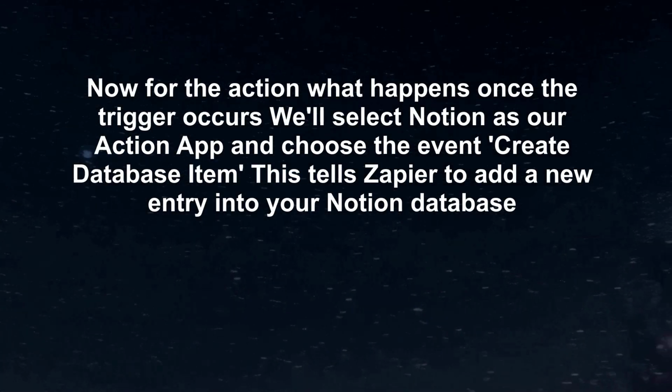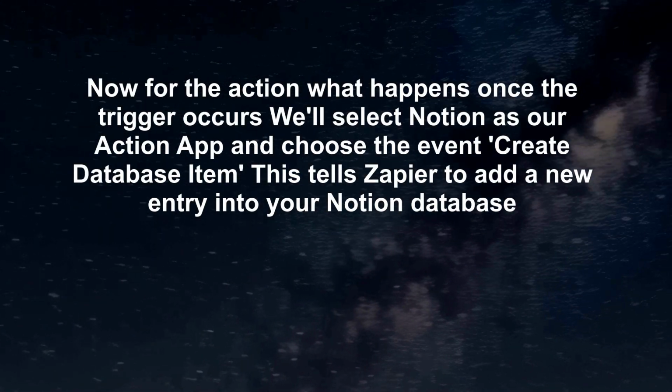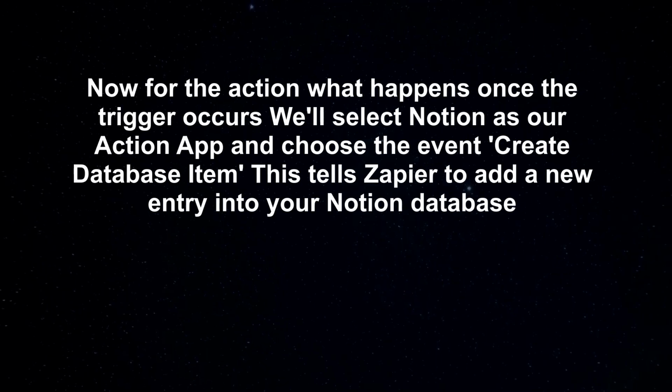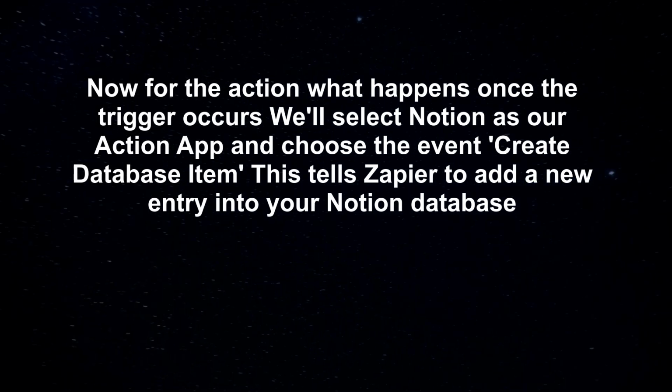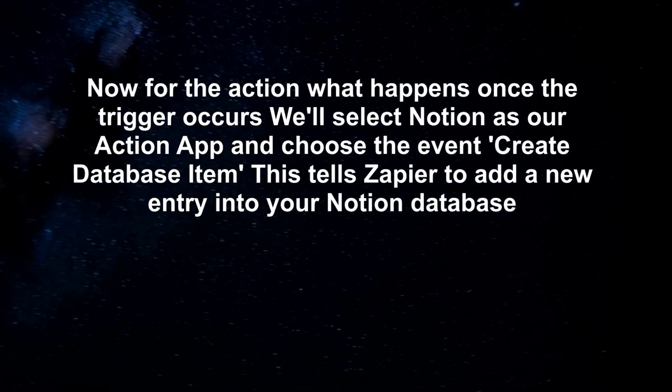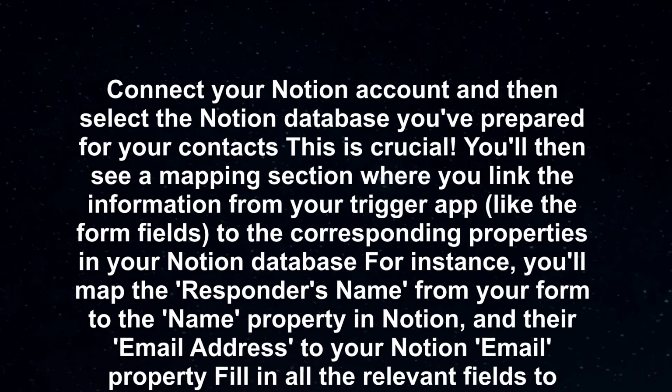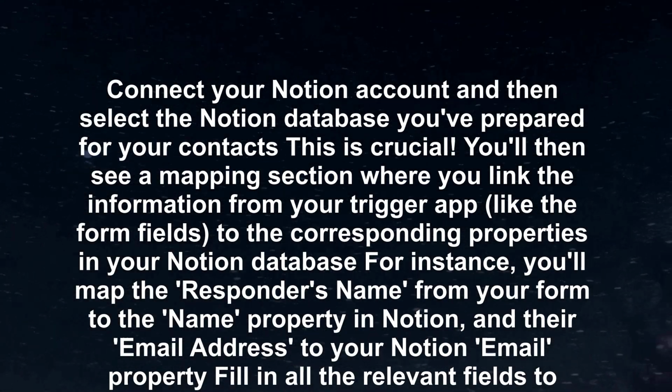Now for the action. What happens once the trigger occurs? We'll select Notion as our action app and choose the event, Create Database Item. This tells Zapier to add a new entry into your Notion database. Connect your Notion account and then select the Notion database you've prepared for your contacts.